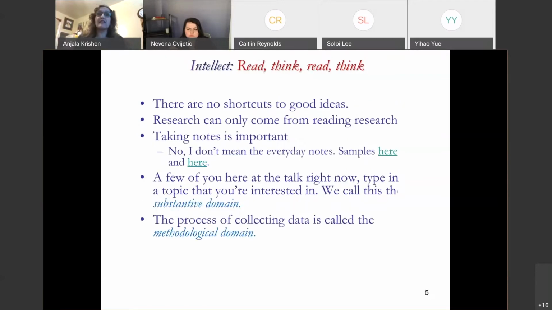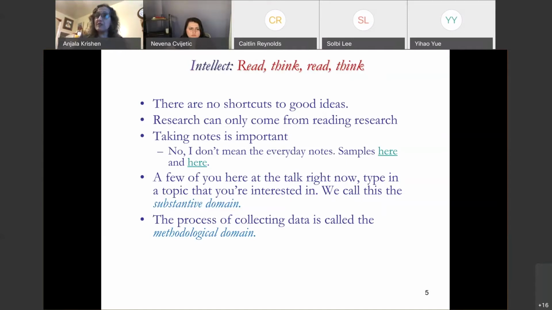Second big thing that I thought part of the finish is intellect. And the reason I put this here, and again, Alex knows this well because we're working on a project right now: read, think, read, think. And the reason I say that is there are no shortcuts. Research can only come from research.